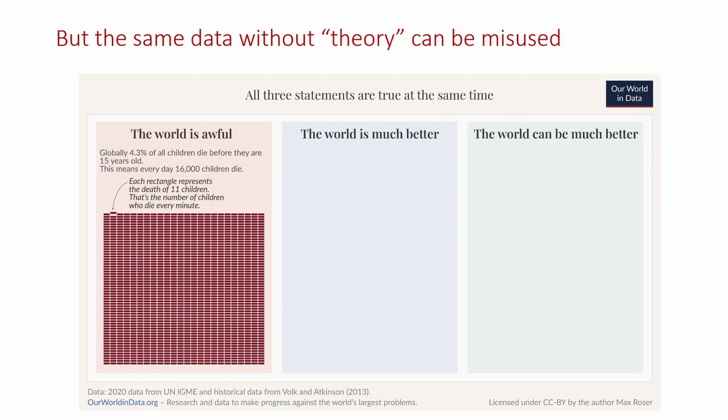And the reason the world is awful, as you can see in the first panel, globally, 3.3% of all children die before they're 15 years old. Each block that you see is 11 children that die every minute of every day. This is terrible. I mean, nobody can argue this is a good statistic. Nobody can argue that the world with this kind of data is a good thing.